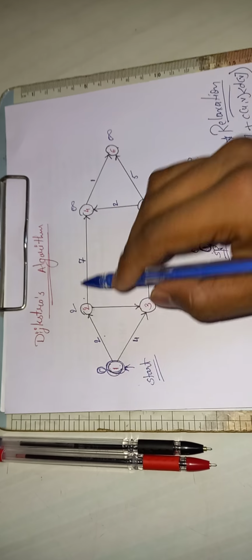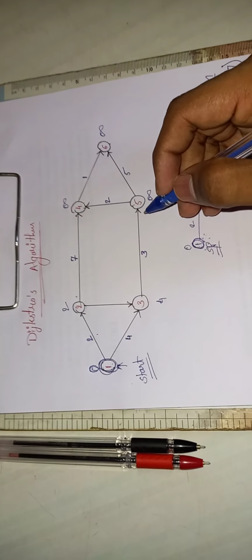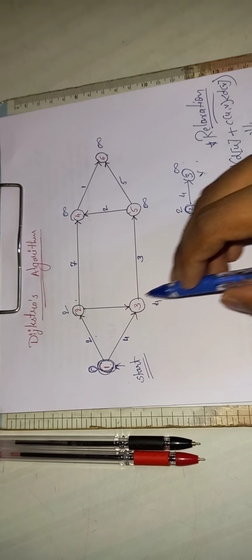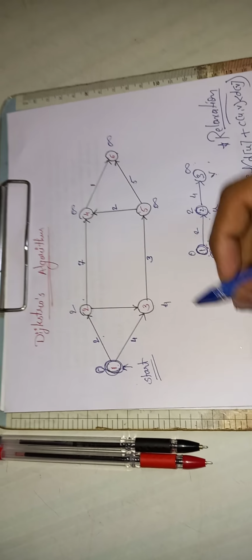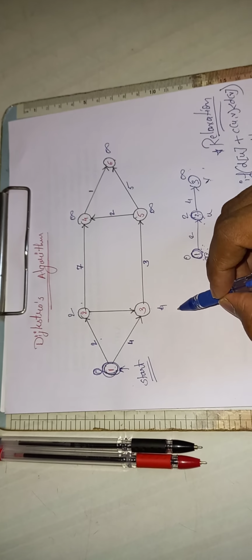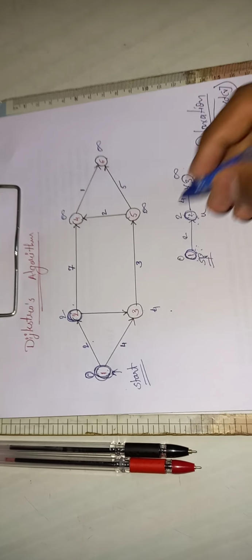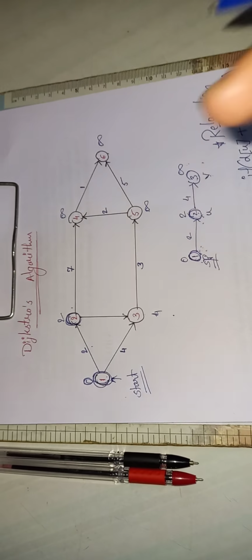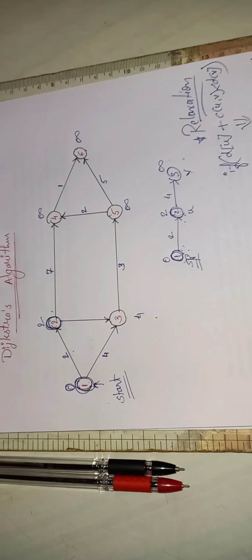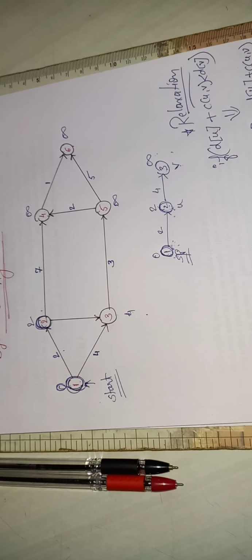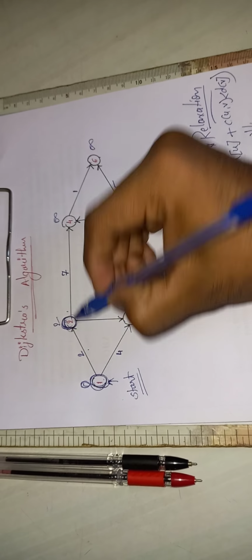Now we have to move ahead and travel. Which one to select, that is, which one is the smallest, 2 or 4? 2 is the smallest, so select this one. Now the repetition of the process will start here. We have selected 2.